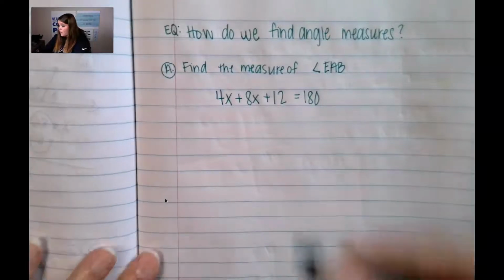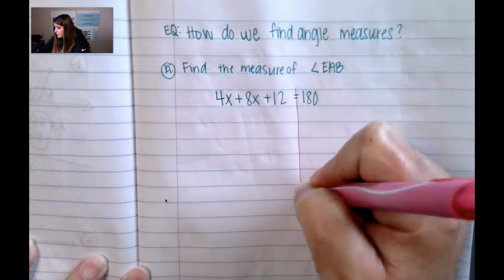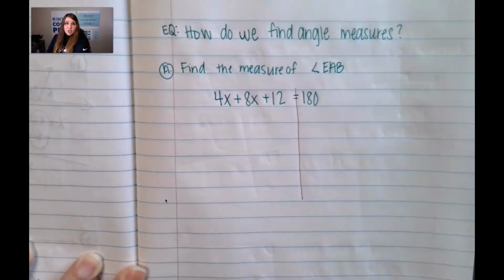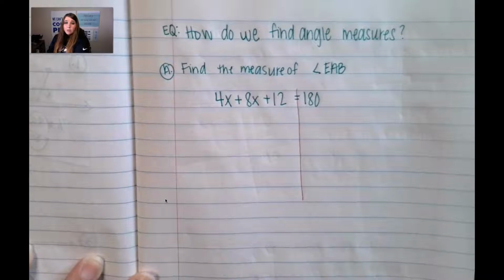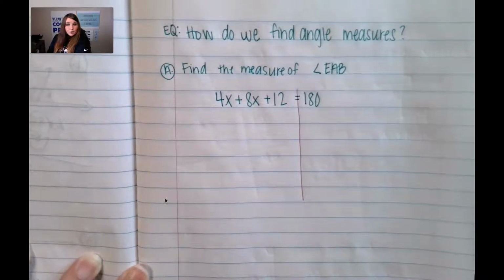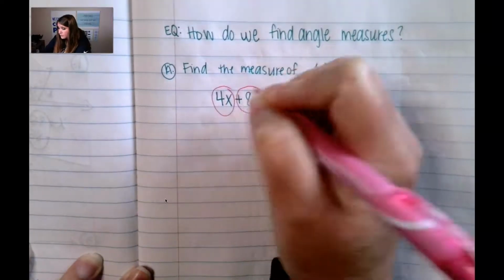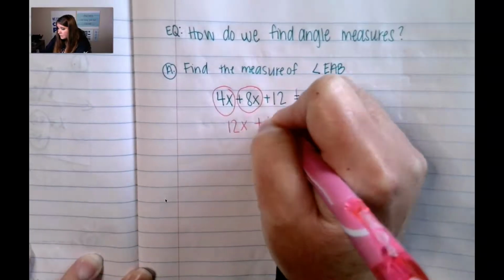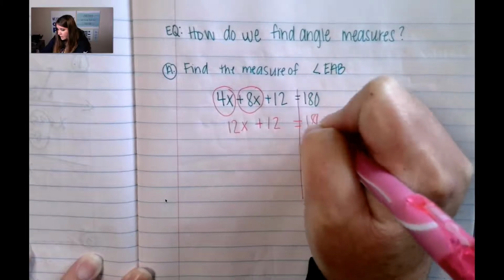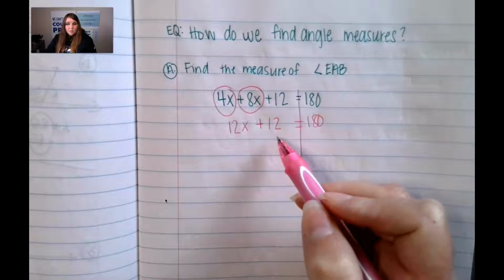Okay, so we're going to go back to this screen now and we're going to see what we know. So I'm going to go ahead and draw my line. So right now we're looking at just a straight line and we're only solving for the 180 degrees. So let's combine the things that are the same. So 4x and 8x, those things are the same. That gives us 12x plus 12. And that equals 180 degrees. Okay, well 12x and 12, those are not the same. We can't put those together.